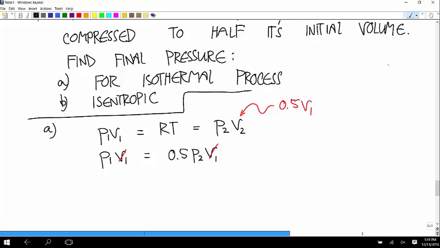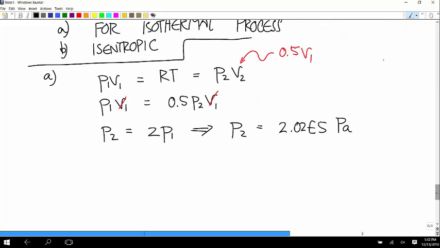And so P2 is just twice P1. And so that final pressure is 2.02 times 10 to the 5th pascals. Okay, so that way of doing it is easy. So now let's go isentropic.